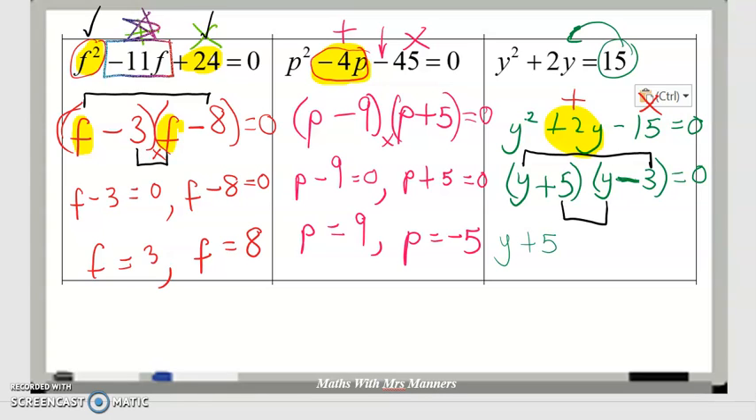So let's use our null law factor now, which says that y plus 5 should equal 0, or y minus 3 can equal 0. At some point you probably won't need to even write y minus 3 equals 0 and y plus 5 equals 0, but at the beginning I think that's very important. And we get y equals minus 5 and y equals 3.